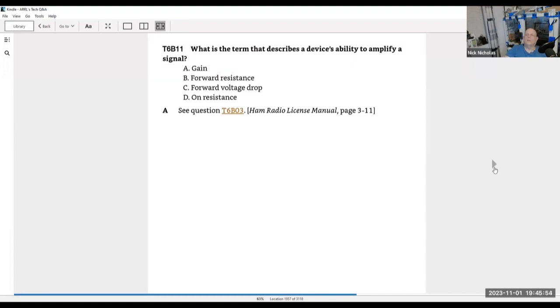What is a term that describes a device's ability to amplify a signal? That term is gain. Gain is a measure of how much amplification is occurring. So if we have a 3-to-1 gain, then for every watt in, you've got 3 watts out.